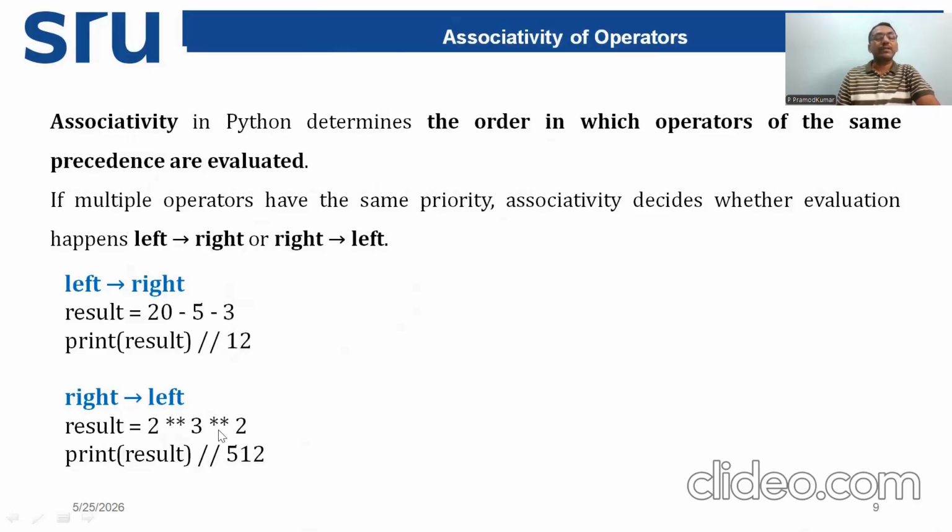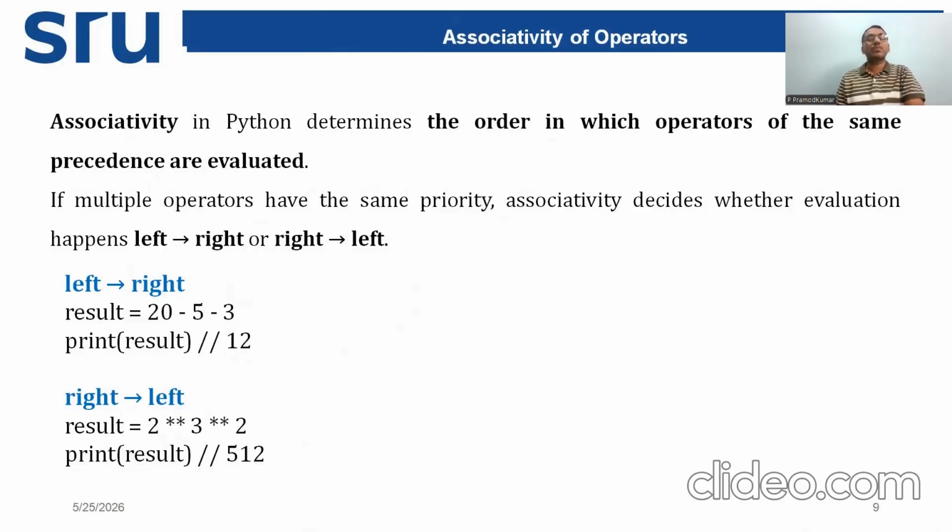Then there is another example here where I'm using the exponent operator: result equals 2 exponent 3 exponent 2. Of course, here also the exponent operator is used twice in an expression. Should I apply the first exponent first or the second exponent operator first from left to right? In such cases, the interpreter automatically decides because this operator has the associativity rule from right to left.